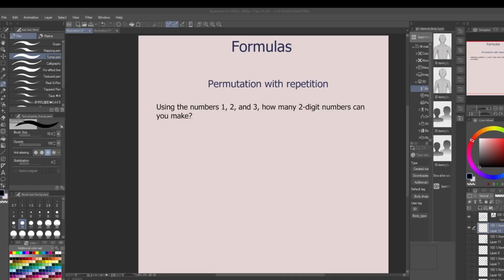Okay, so now that we're done reviewing the formula, we can move on to an example. Using the numbers 1, 2, and 3, how many 2-digit numbers can you make? Since we have 3 numbers, n is 3, and since we're making 2-digit numbers, r would be 2. So we can plug that in and get 3 to the power of 2, which gives us 9.